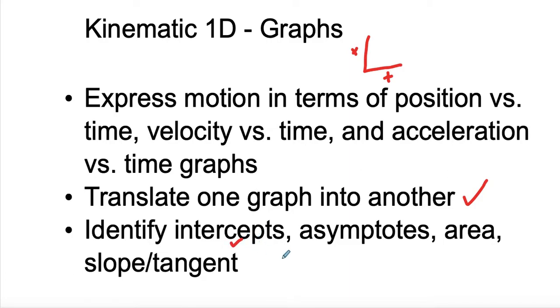So when does it intercept the x or y, and what does that mean? Asymptotes is when it gets closer and closer and closer to 0. Area, find the area under the curve, that's integration. Slope, tangent, that is your derivative. And so you should be able to identify all of these things using graphs.